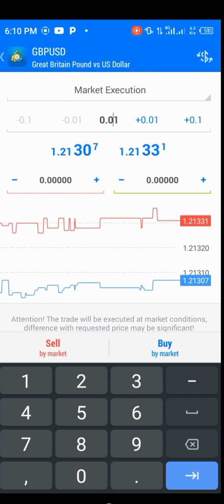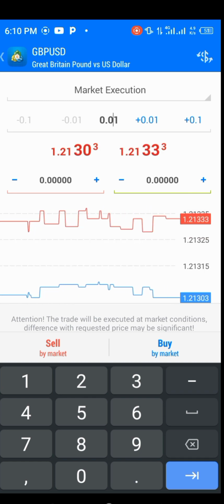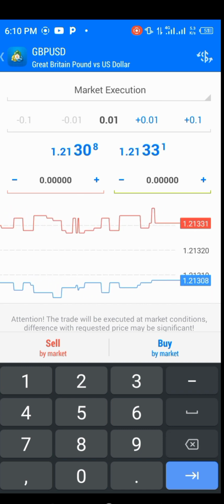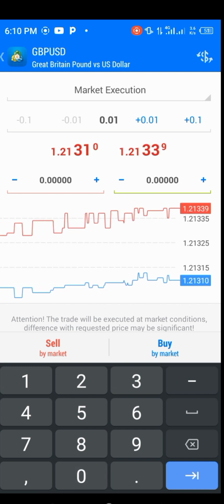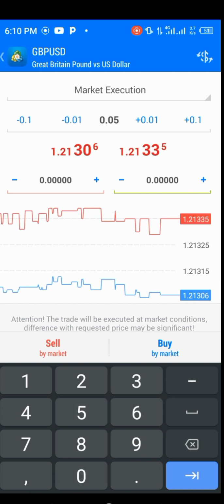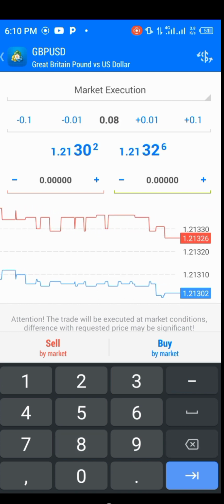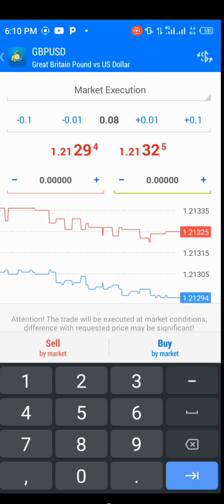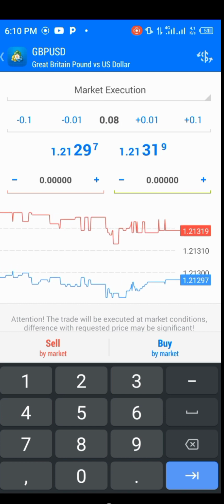And if your account is above $1,000, you can open trades of 0.05. If your account is $1,000 and above, you can open a trade of this lot size. You can as well use this lot size of 0.08. And with this 0.05 or 0.08, you can open 5 trades.